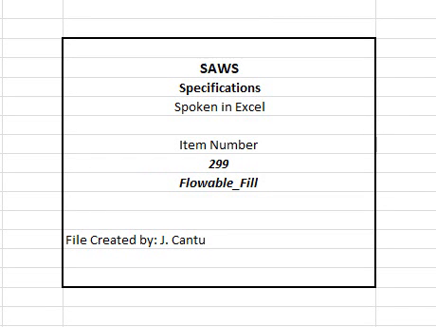San Antonio Water System Standard Specifications for Construction. Item number 299. Flowable fill. 299.1 Description. The work covered by this item consists of furnishing, transporting, mixing, testing and installing flowable fill.